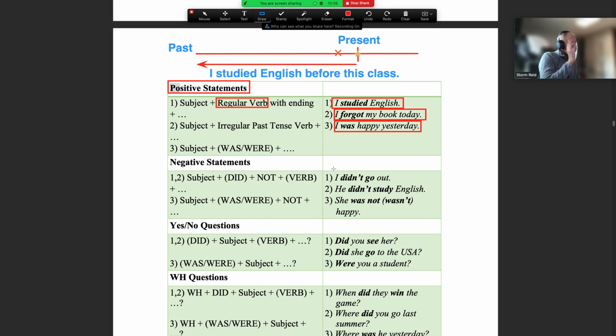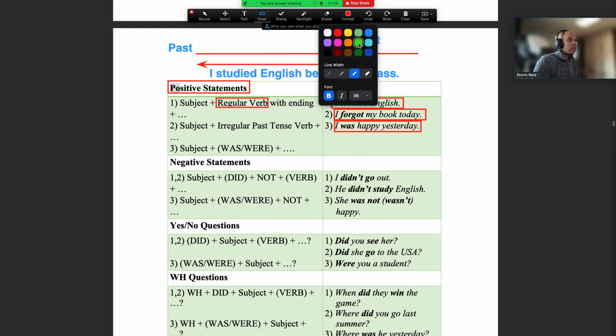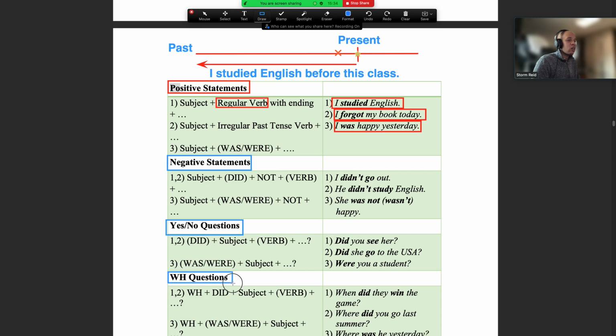Now, guys, if you remember last class, it's the same thing. All right, remember we used what do you do? All right, why do you do something? Or the question, do you do something? Or negative, I don't do something. Okay, so remember when we're using these three categories, negative statements, yes, no questions, and WH questions, all of these must use did.